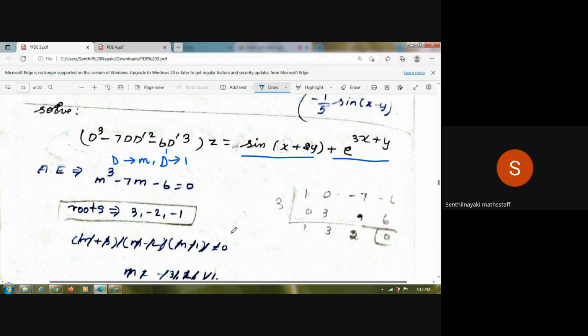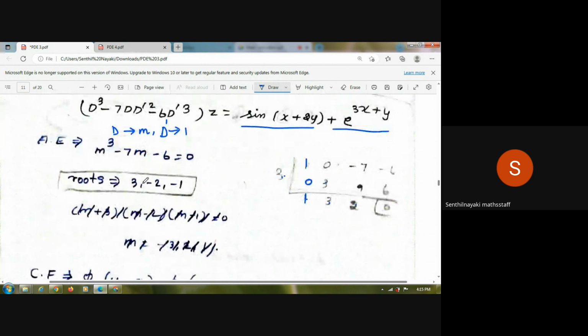is 3. Then 1, here first put 0, then 1 plus 0 is 1, then 1 into 3 is 3, 0 plus 3 is 3, 3 into 3, 3 threes are 9, minus 7 plus 9, 2, 2 threes are 6, so minus 6 plus 6, 0. So the first root is 3.